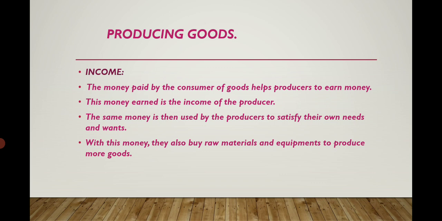Before beginning with the new topic, let me quickly recapitulate whatever we had learned in our previous class. We had discussed what goods are, who is a producer, who is a consumer, and the different types of goods, or the classification of goods. We had discussed that there are mainly four types of goods: the consumer goods, the producer goods, the durable goods and the non-durable goods.